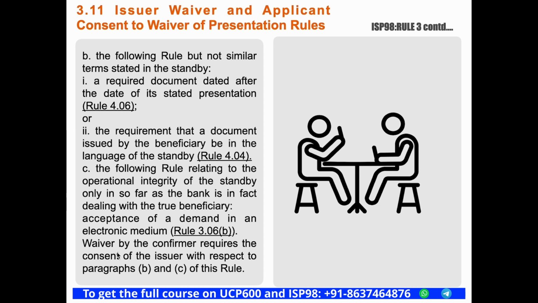But waiver by the confirmer requires the consent of the issuer with respect to paragraphs B and C of this rule. Because, as seen in Rule 1.11c, issuer includes a confirmer. So these provisions, as we saw earlier in 3.11, are also applicable to the confirmer. But if the confirmer wants to waive any requirements, then the consent of the issuer is required. Without that, the confirmer cannot waive the requirements as listed in Rule 3.11 B and C, right?